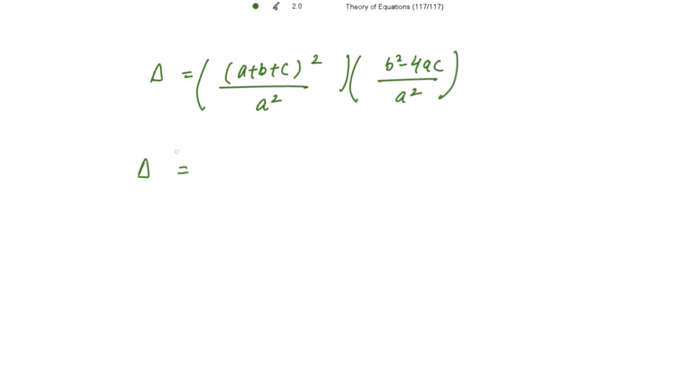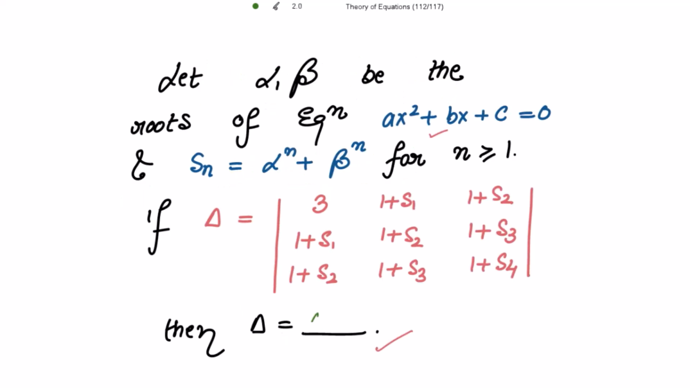So delta is equal to a plus b plus c whole square divided by a square, into b square minus 4ac divided by a square. So delta is further equal to a plus b plus c whole square into b square minus 4ac divided by a raised to the power 4. This is the required determinant for delta. So the value for delta is a plus b plus c whole square into b square minus 4ac divided by a raised to the power 4.